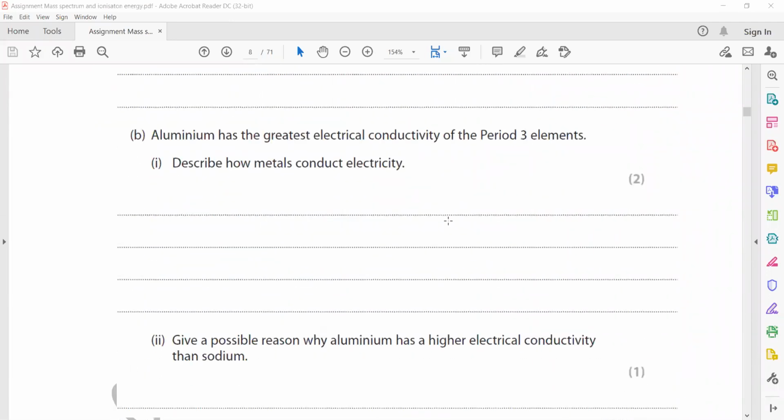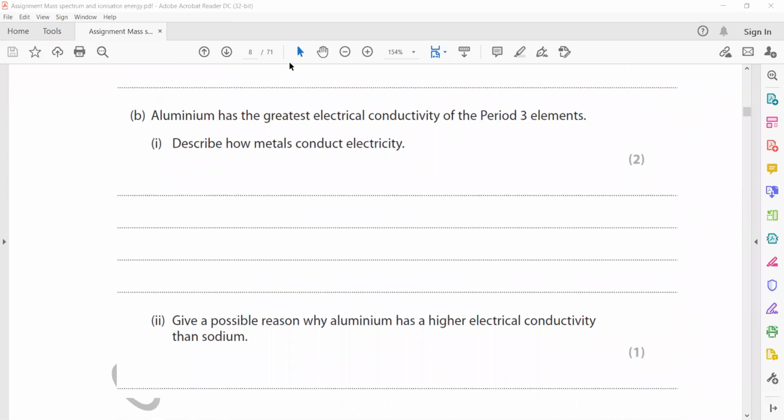Aluminium has the greatest electrical conductivity of period 3. Describe how metals can conduct electricity. So how can these metals conduct electricity? These metals have free electrons or delocalised electrons, which can flow through the structure when a potential difference is applied.